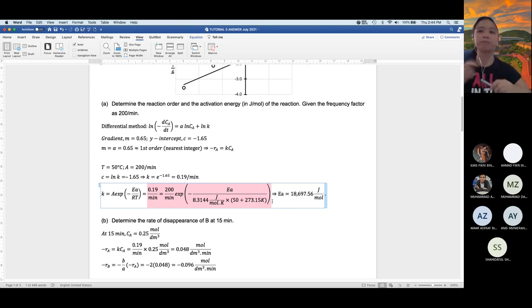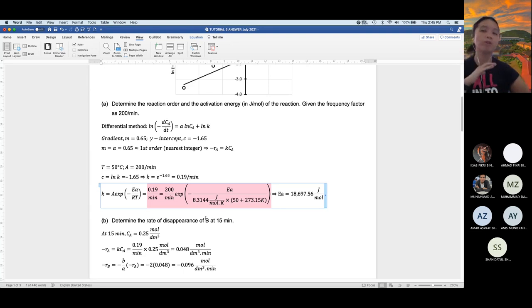So don't forget, the EA value in the question is wanted in joule per mole. So since it wants EA in joule per mole, we have to choose the R value that has joule per mole, which is 8.3144 joule per mole Kelvin. Okay, so that's the part that you need to understand too, because there are two R values. We have either in joule per mole Kelvin or calorie per mole Kelvin.